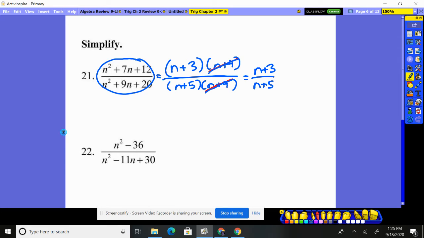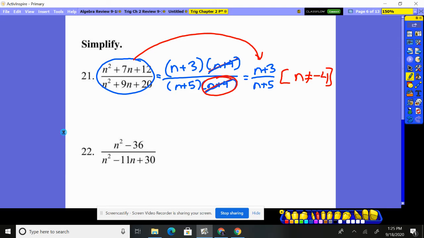So we have to make sure that we come in here and we state, hey, what would have created a problem there? If n had been -4, we would have had a problem. So we have to say, hey, you can't let n be -4. This simplifies to this for every single number except for -4. You can't plug -4 in, because though it looks like you get an answer, we know that in the original problem you would not get an answer.